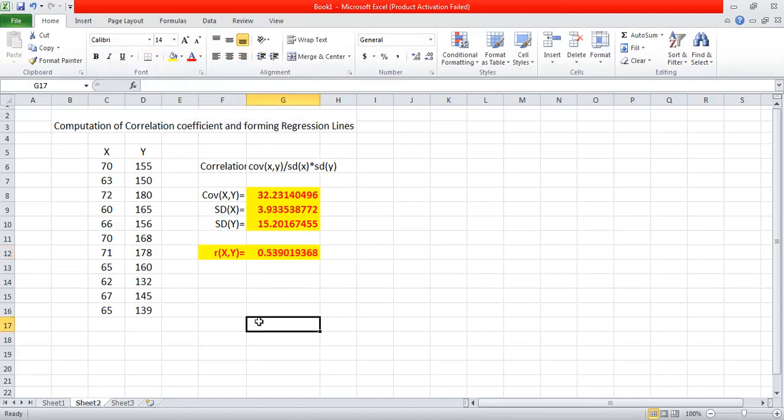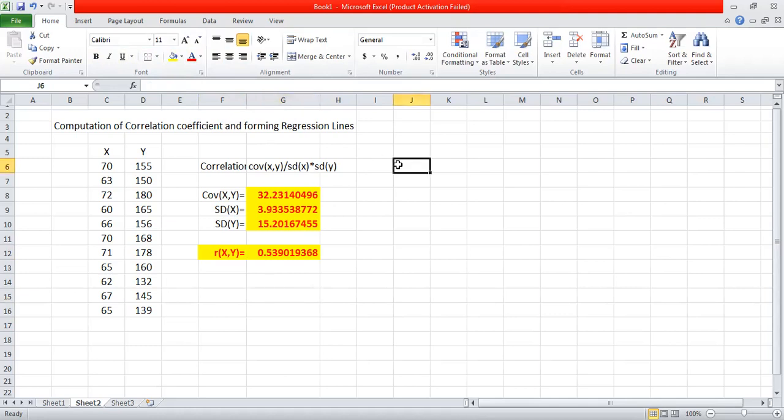The value is 0.5390. By this we say that there is a positive correlation between the two variables. So if the R value is greater than 0, we say that there is a positive correlation. So this one we got.